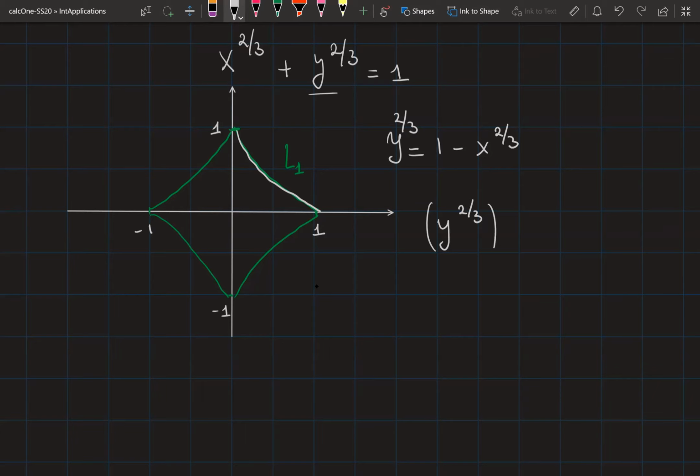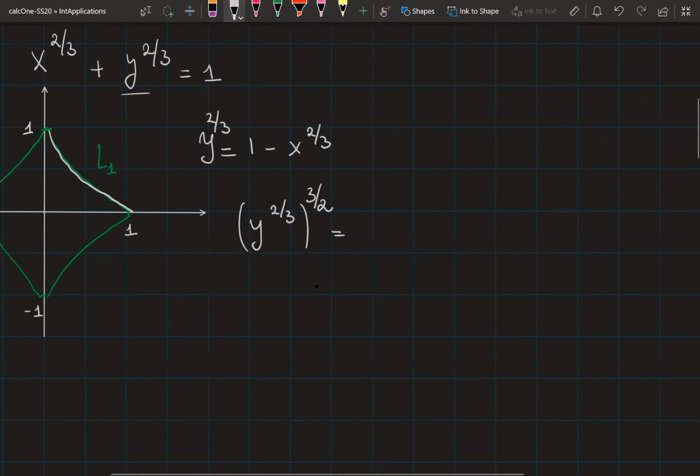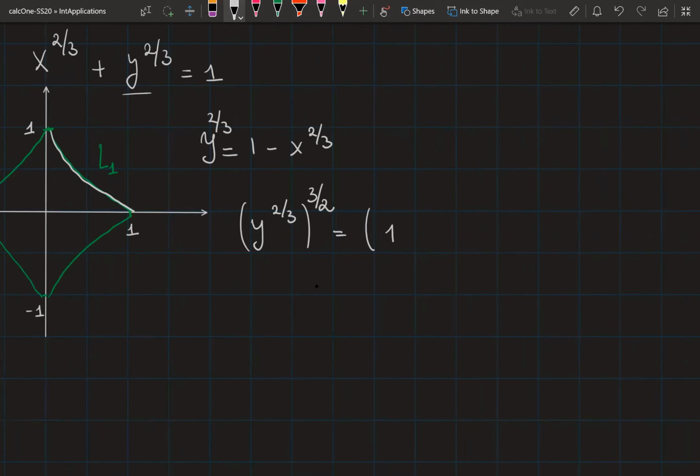So in order to do this, we take the power 3 over 2, right? Since we are dealing with the left-hand side, we have to do the same on the right-hand side as well. So 1 minus x in the power of 2 over 3, all in the power of 3 over 2. So we will get the equation for y. It's going to be equal to 1 minus x in the power of 2 over 3 in the power of 3 over 2. So basically, this is going to be our y.